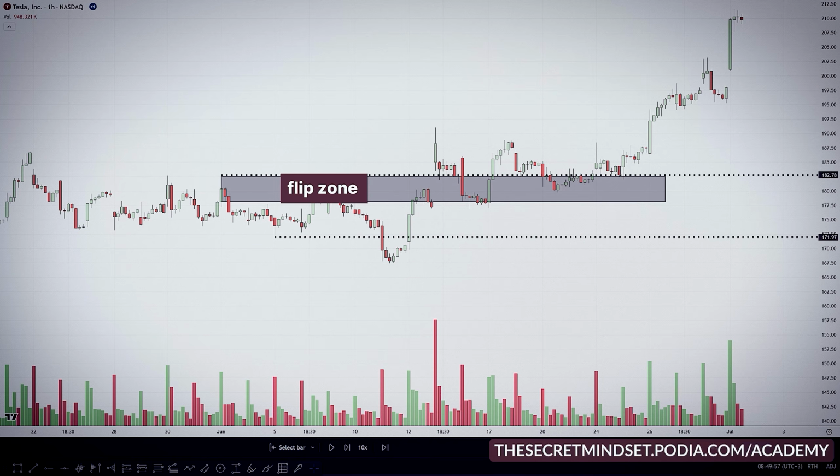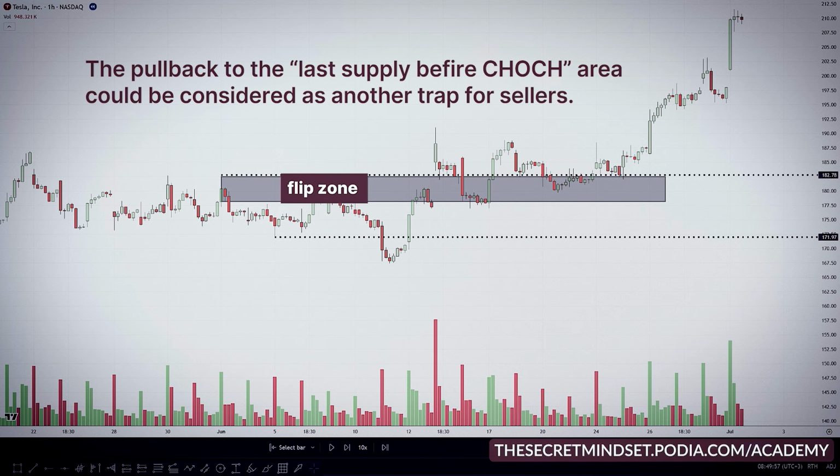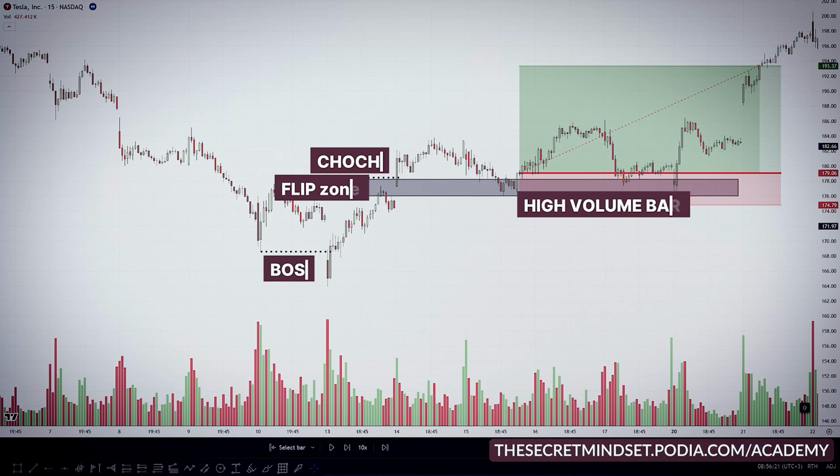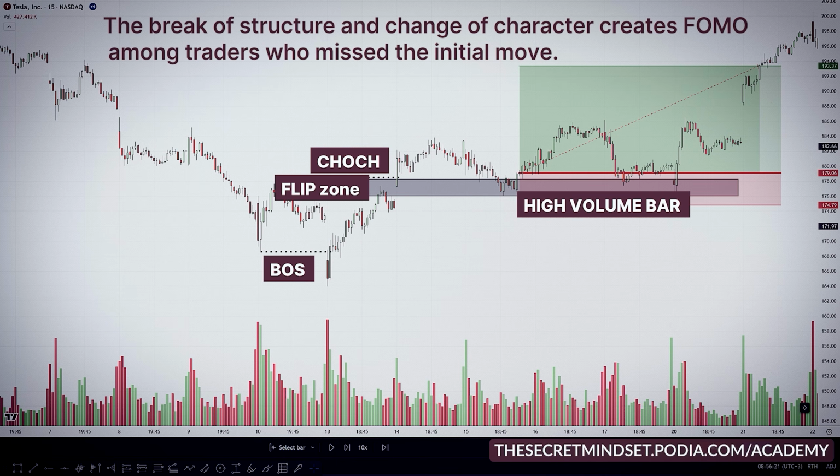The pullback to the last supply area could be considered as another trap. Many will see this as a chance to enter short positions, thinking the uptrend was just a temporary move. However, smart money uses this pullback to add to their long positions. This strategy works because it aligns you with the movements of smart money and also takes advantage of market psychology. The break of structure and change of character creates a fear of missing out among traders who missed the initial move.